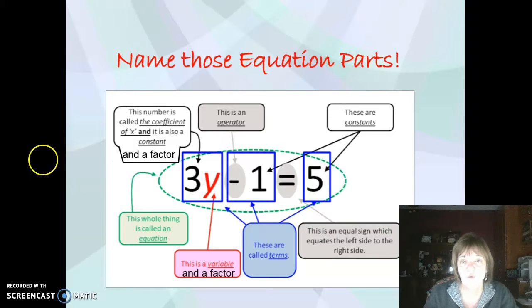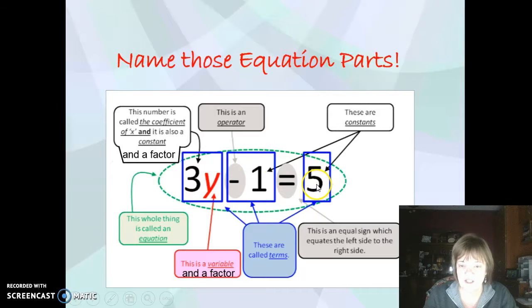So reminder of what is in an equation. Be able to name these equation parts. And this help sheet is in with all the other help sheets. Okay. The number out in front of a letter, one that multiplies a number, is any number is a constant because it doesn't change. But this particular constant has another special name called a coefficient.